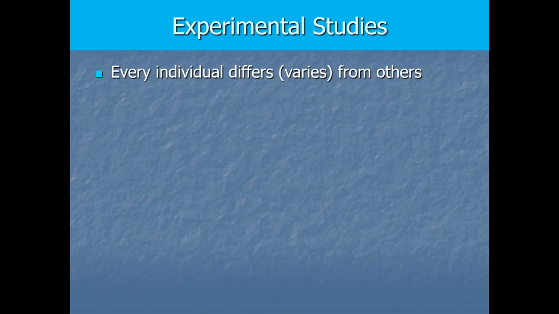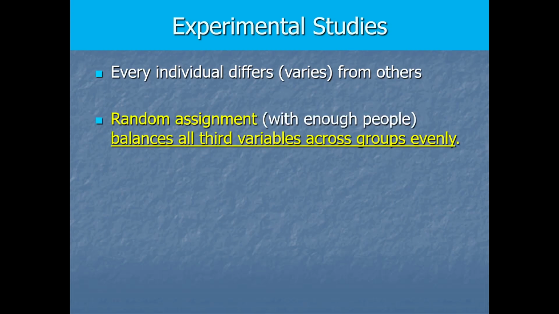Think of it like this. Every person differs from everyone else in myriad ways. We all vary in terms of age, sex, weight, eye color, height, personality, size and shape of the genitals, you name it. Assuming you use enough participants, though, the benefit of random assignment is that it balances all of those variables out pretty much evenly across the groups.